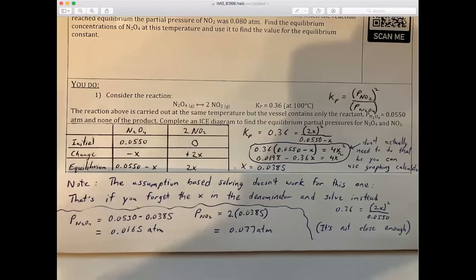All right, so once I found that x value with the grapher, you want to plug it back into the equilibrium expressions. So this 0.055 minus x, I plug in the x value and got this for the pressure. And this was 2 times x, so I multiplied 2 times the x value to get the pressure for the right side. And that one's done because they're just asking for the pressures.